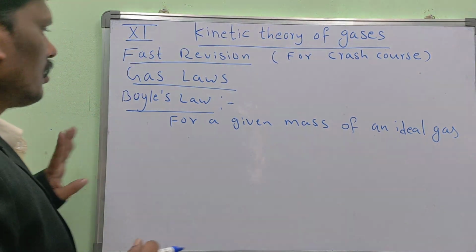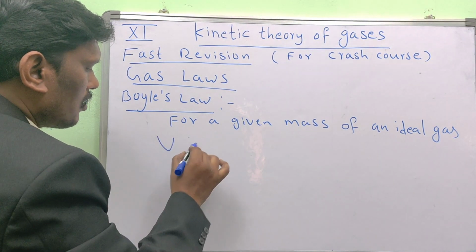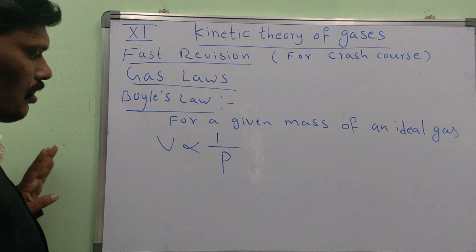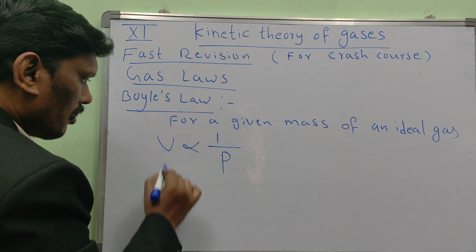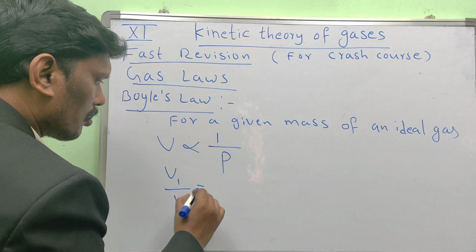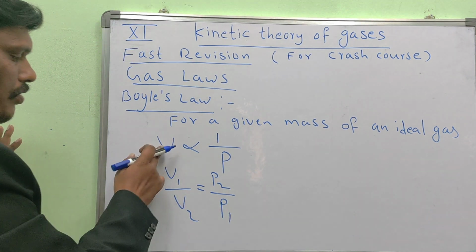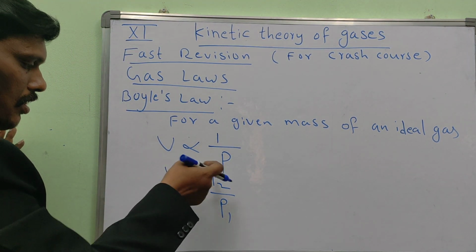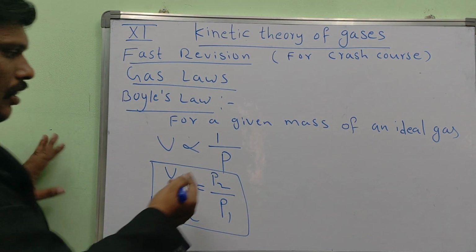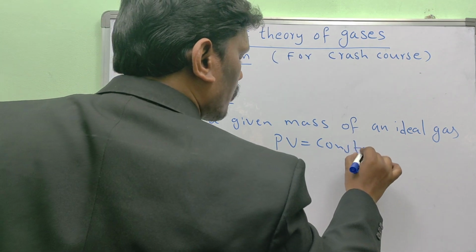First one is Boyle's law. In Boyle's law, for a given mass of an ideal gas, the volume of a gas is inversely proportional to the pressure of the gas. What is the meaning of that? Volume and pressure are inversely proportional, means V1 upon V2 is equal to P2 upon P1. This is the formula we are going to use to solve the problems.